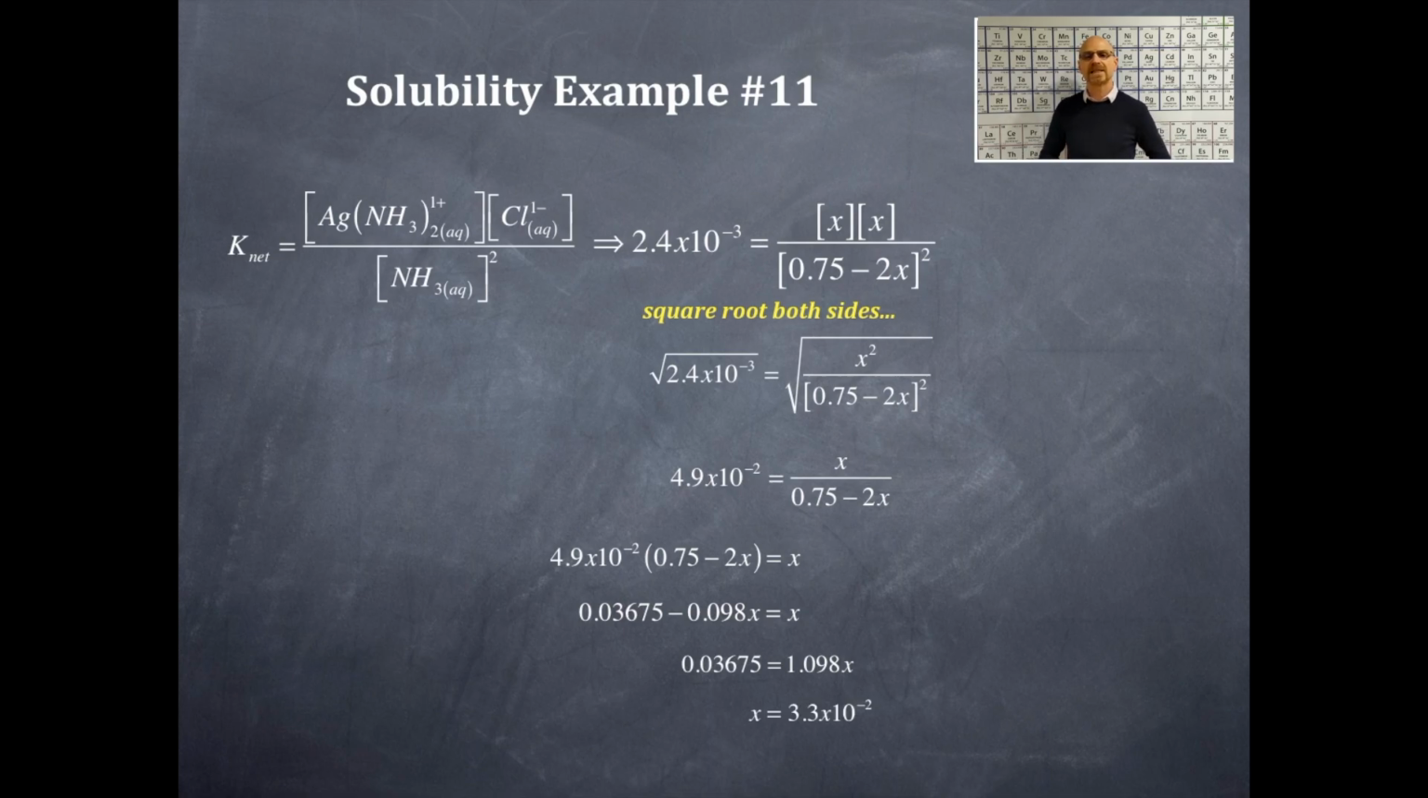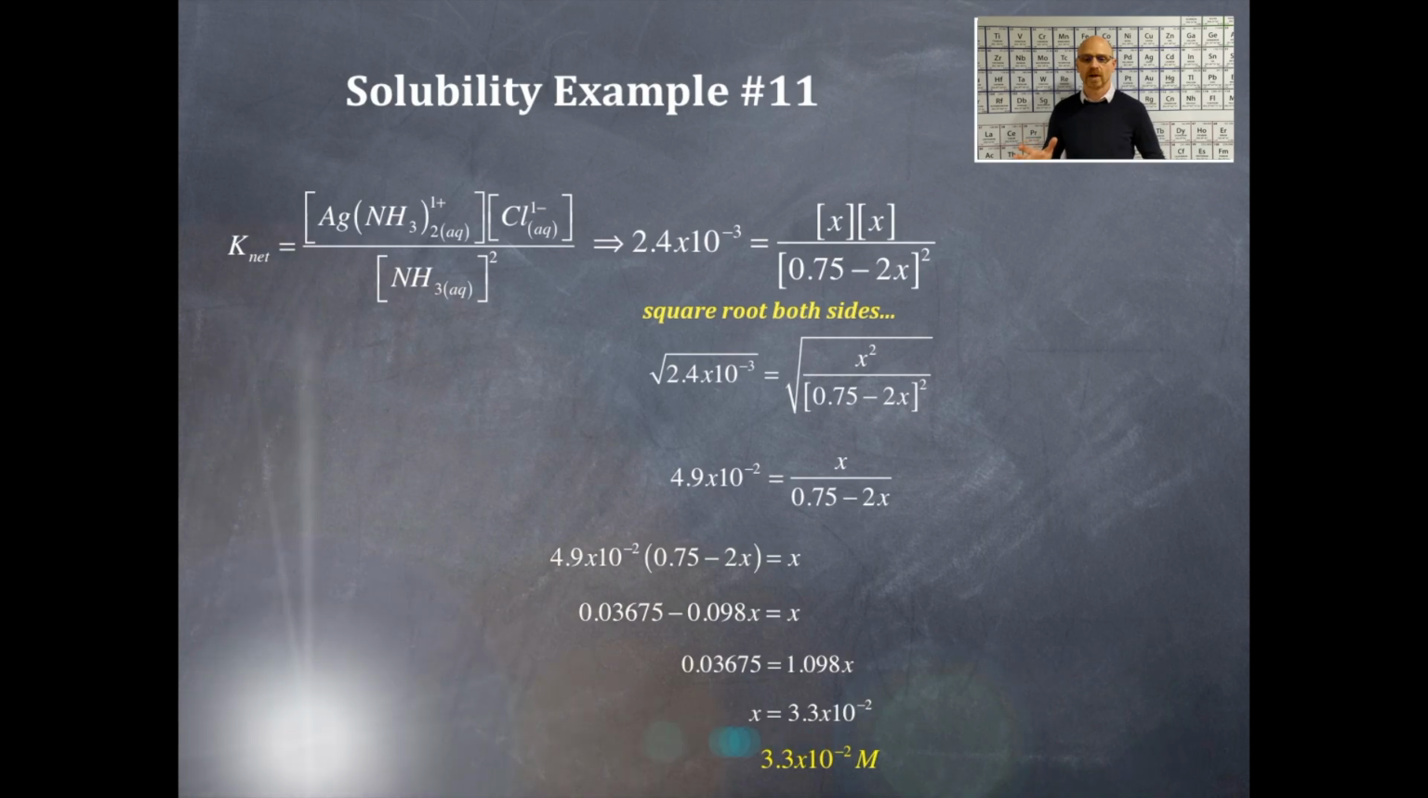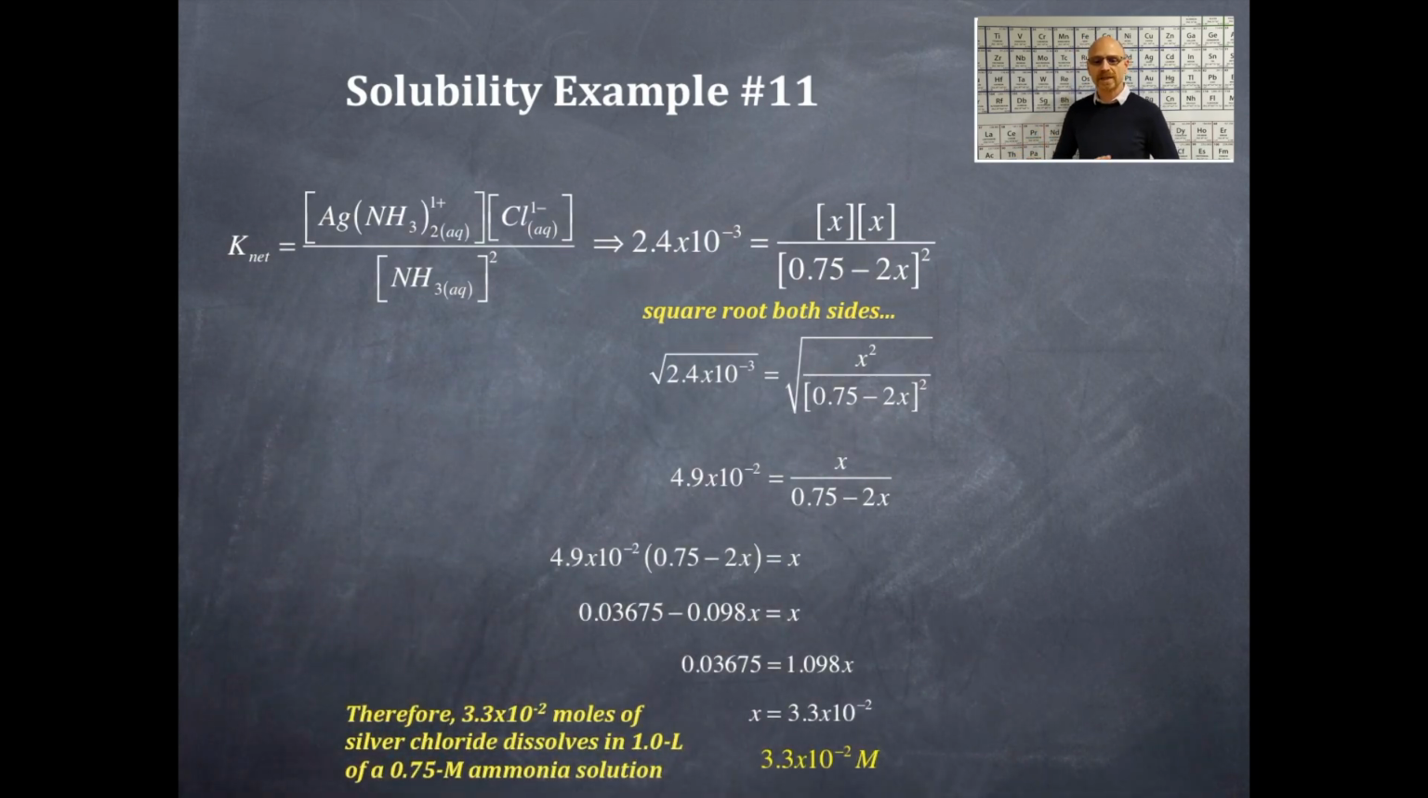I got 3.3 times 10 to the negative 2. That means 3.3 times 10 to the negative 2 molar. That's the concentration. What is that? So 3.3 times 10 to the negative 2 moles of silver chloride dissolves in 1 liter of a 0.75 molar ammonia solution. That is the answer to that problem.